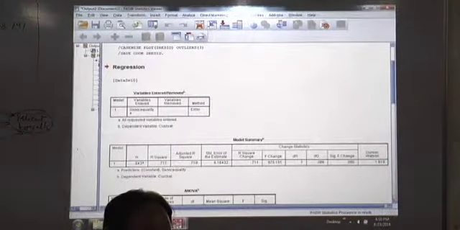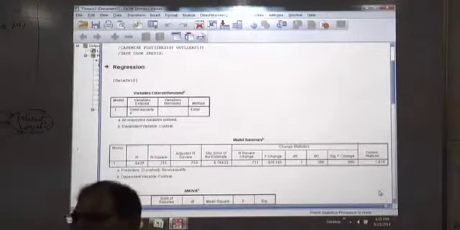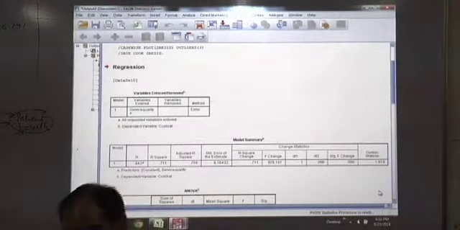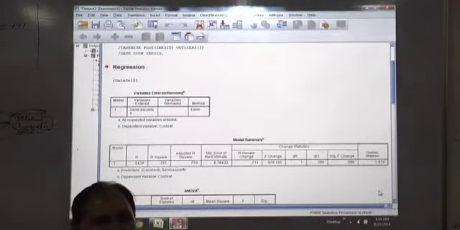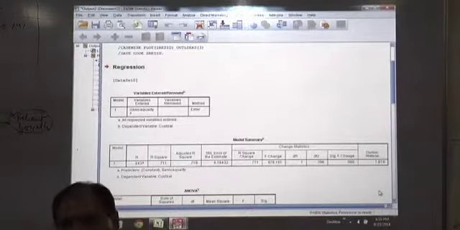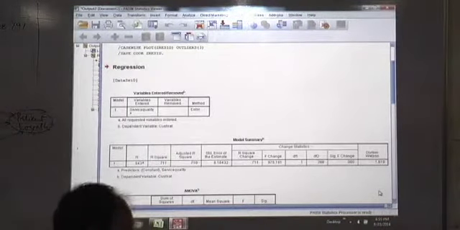Look at the Durbin-Watson value, 1.619, indicating that autocorrelation is not a problem. In this data, autocorrelation is not a problem because Durbin-Watson values between 1 and 3 indicate autocorrelation is within limit.